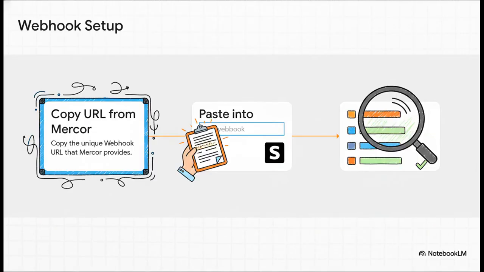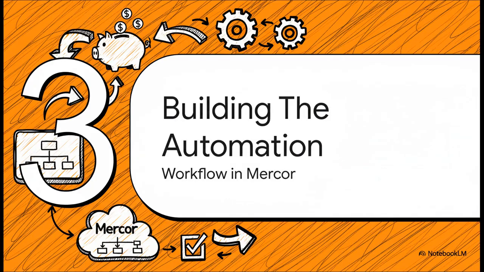And setting this up is way simpler than it sounds. You literally just copy a unique URL from Mercor, you hop over to Stripe and paste it into the webhook section, and then you just tell Stripe what to listen for. In our case, we only care about one single event, checkout.session.completed. That's it. Okay, so that connection is made. The handshake is complete.